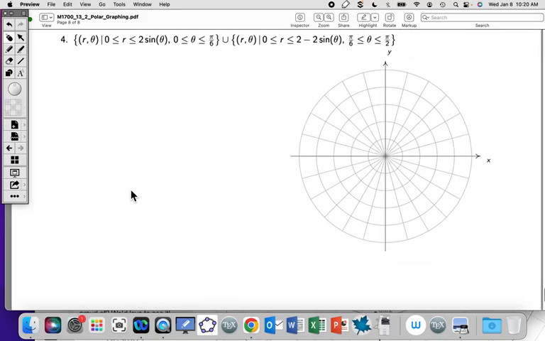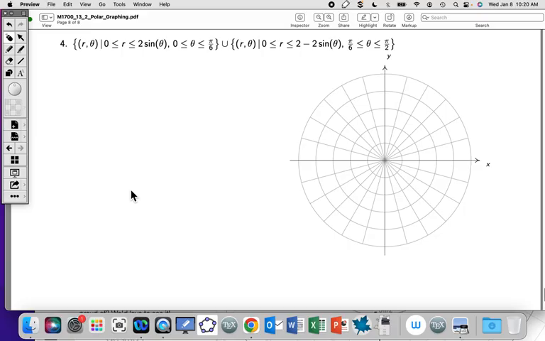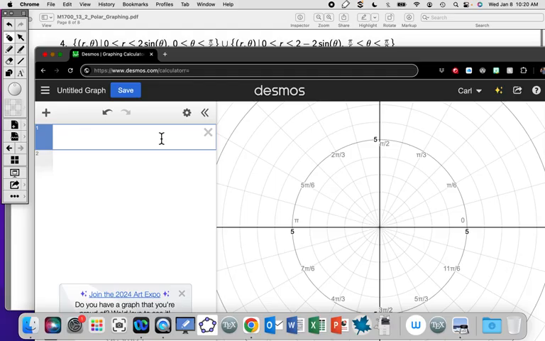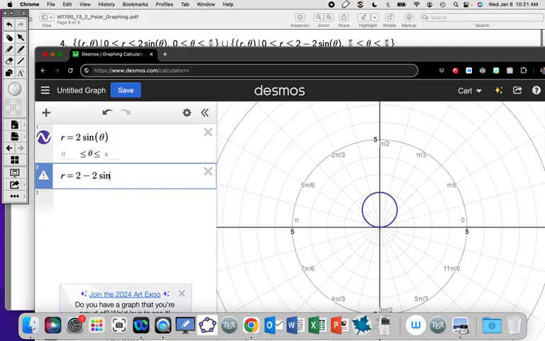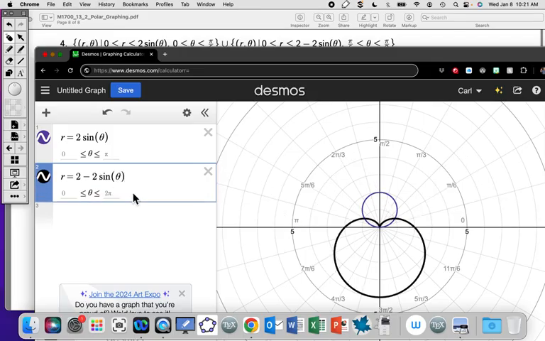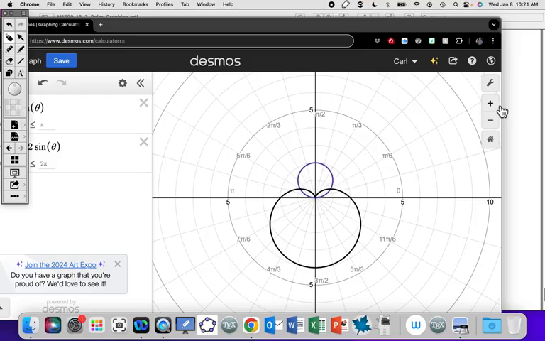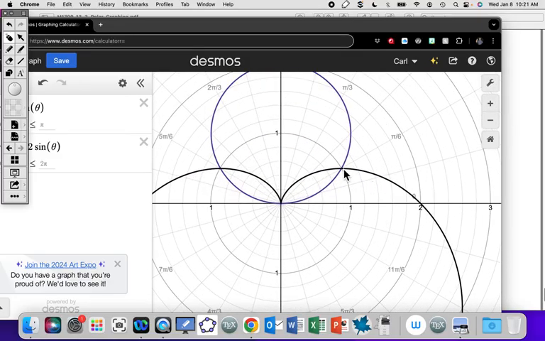And last but not least, let's try to take a look at this one. R is between 0 and 2 sine theta, for theta between 0 and pi over 6, and then R is between 0 and 2 minus 2 sine theta for pi over 6 to pi over 2. So we might actually not have graphed these two. So you can do those, I guess, in the privacy of your own home. R equals 2 sine theta. It's your nice little circle there. And then R equals 2 minus 2 sine theta. That's one of these cardioids. So there it is. And you can check here that one of the intersection points is at pi over 6.